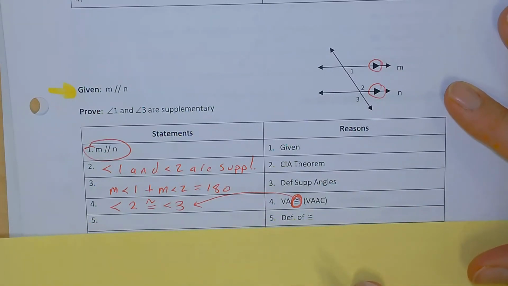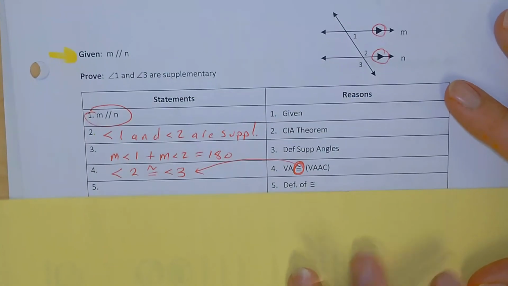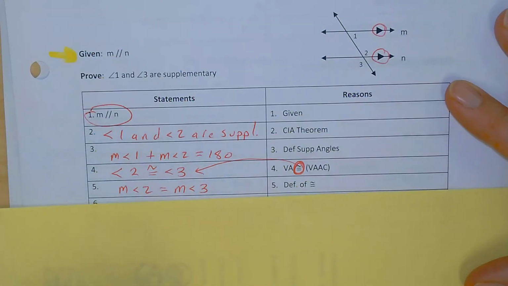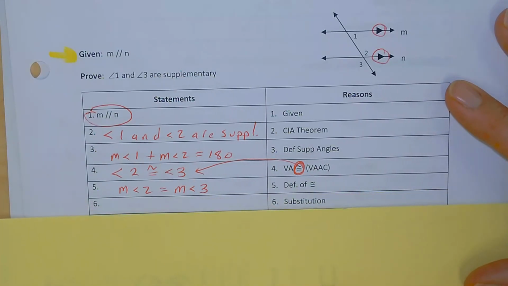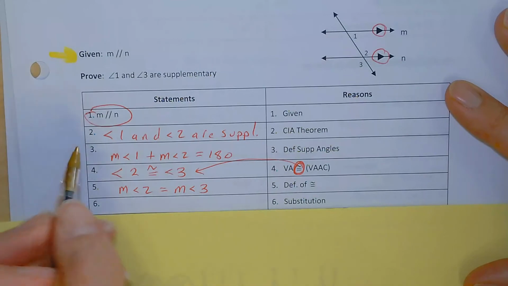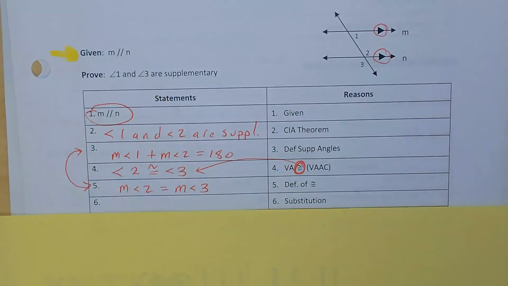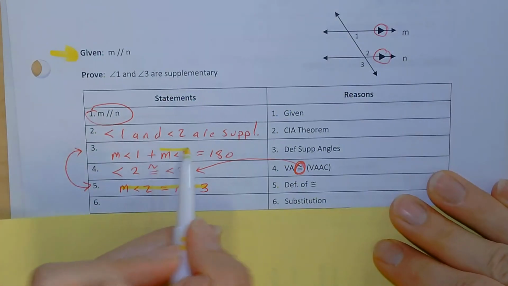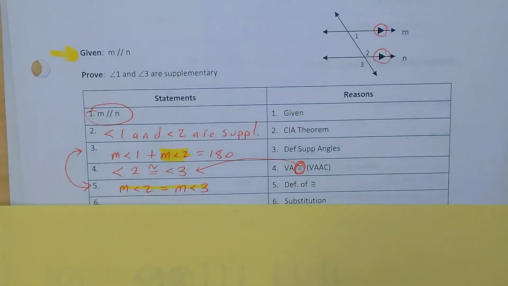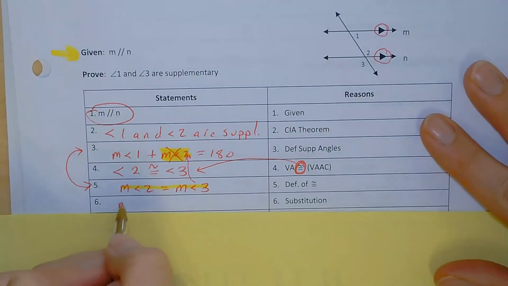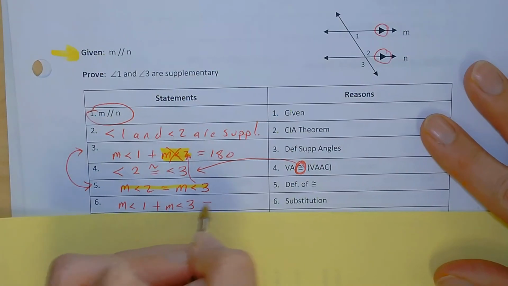Step 5, old news, definition of congruence. We used this last chapter. If angles are congruent, then their measures will also be equal to each other. So we change both to the measure of angle 2 and the measure of angle 3 and put an equal sign. Next, they would like us to substitute. Okay, so to substitute, we're going to look at steps 5 and 3. And we're going to make a substitution in for one of these. Well, I'm going to tell you right now, 2 matches 3. So if 2 matches 3, then I'm going to go up and get rid of 2, and I'm going to put 3 in its place. So we're going to knock out 2, and we're going to put 3 in its place. So it's going to be reading the measure of angle 1 plus the measure of angle 3 equals 180.